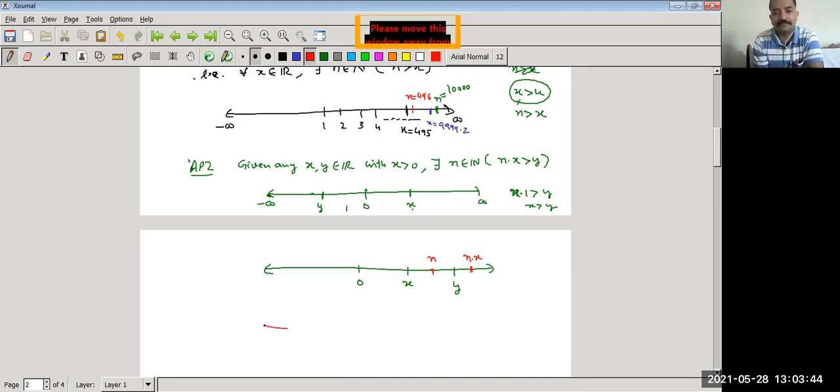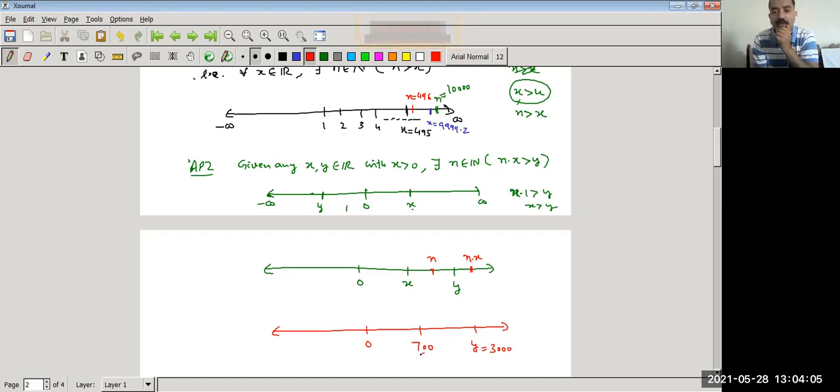Let us take a particular case. If we take x equal to 700 and y equal to 3000.